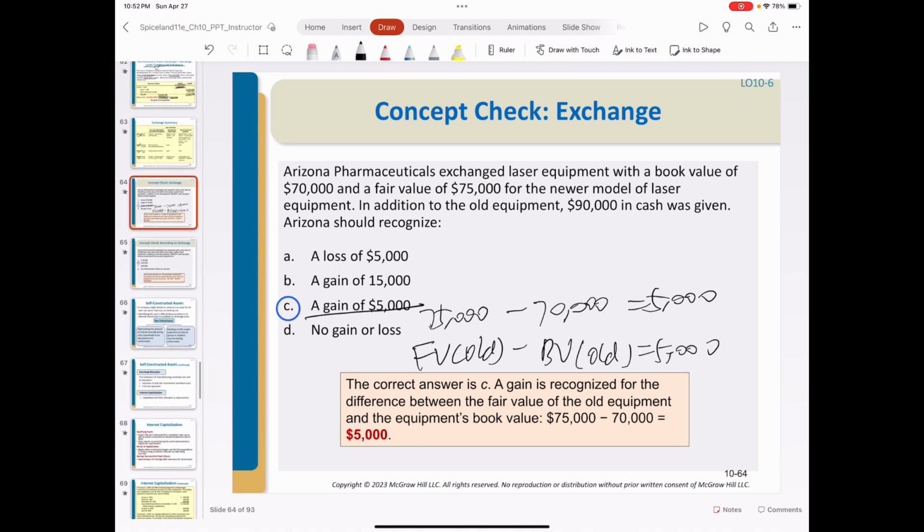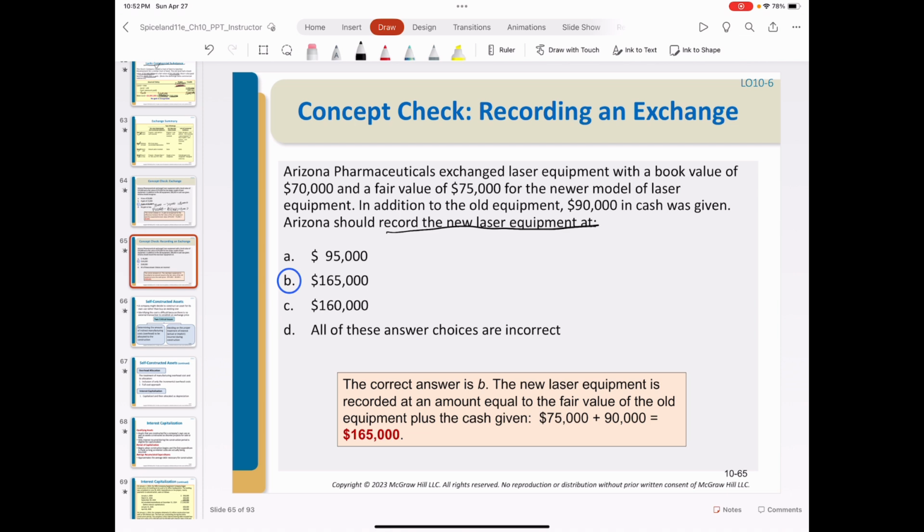Gain $5,000. What's the book value of new laser equipment? The book value of new laser equipment depends on the fair value of old assets plus cash payments. In this example, cash payment is 90,000. So fair value of old 75, plus 90, the book value of new laser equipment is 165. And this is also the fair value of new laser equipment, which will be recorded in the financial statements.